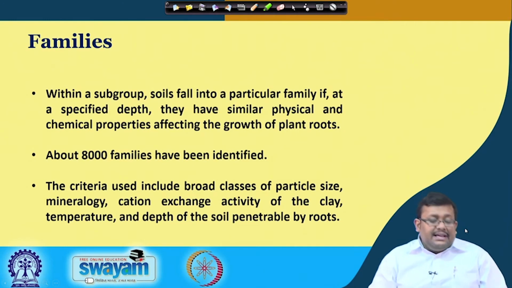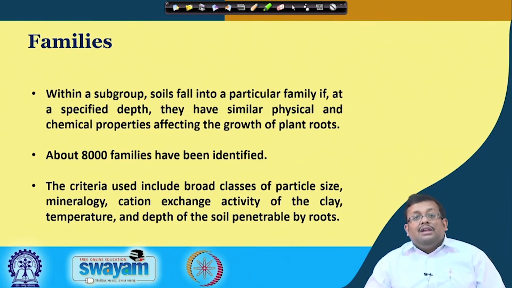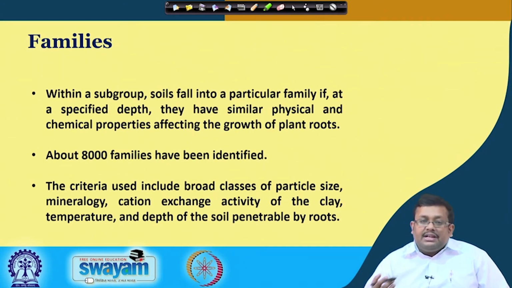The next category is families. Within a subgroup, soil falls into a particular family at a particular depth, and they have similar physical and chemical properties affecting the growth of the plants. About 8,000 families have been identified, and the criteria used include broad classes of particle size, mineralogy, cation exchange capacity of the clay, and temperature.